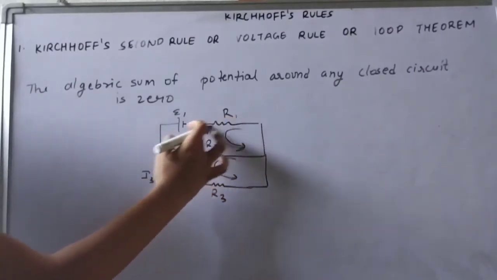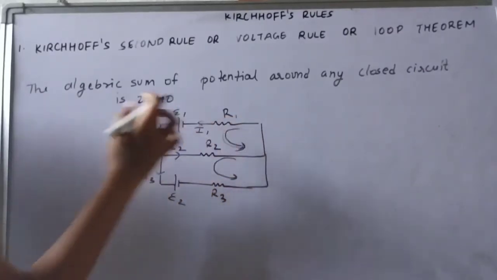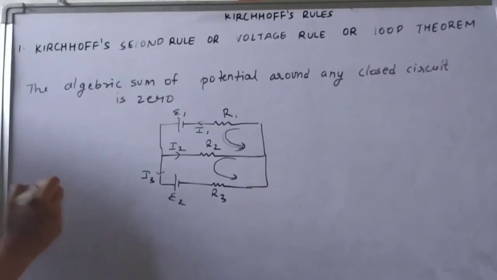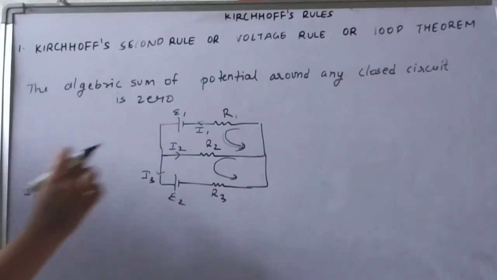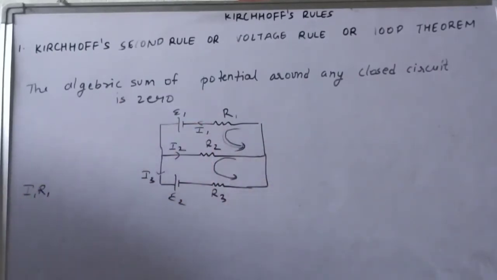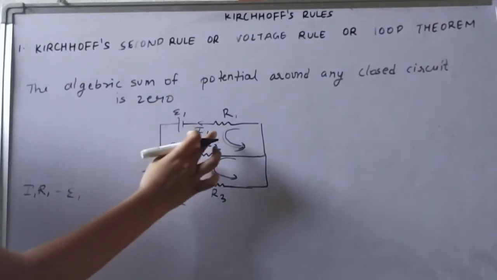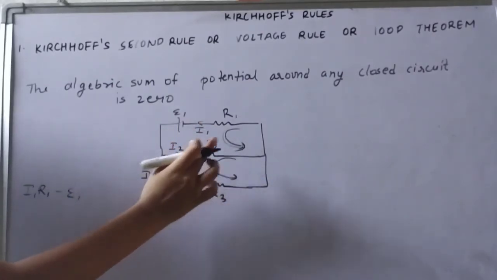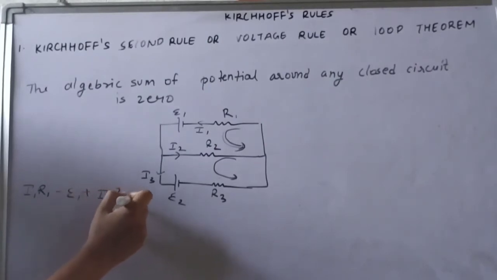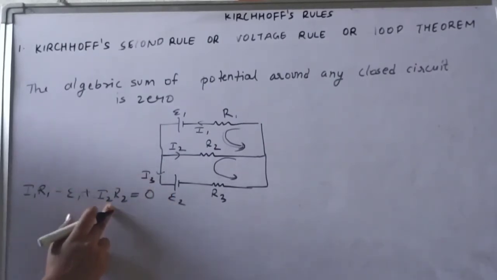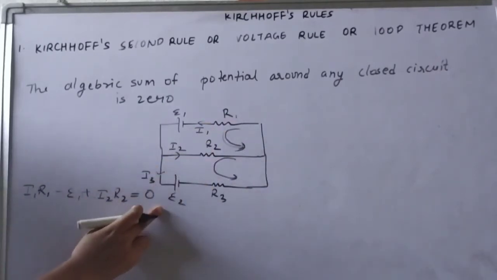We have taken the loop in this direction, so the voltage around R1 will be I1 R1. Now if the negative side comes first in the direction of the current, you will take it as minus, so here minus E1, and in this part plus I2 R2 is equal to 0. The algebraic sum of the potential in any closed circuit is equal to 0. This is the equation for the first half.